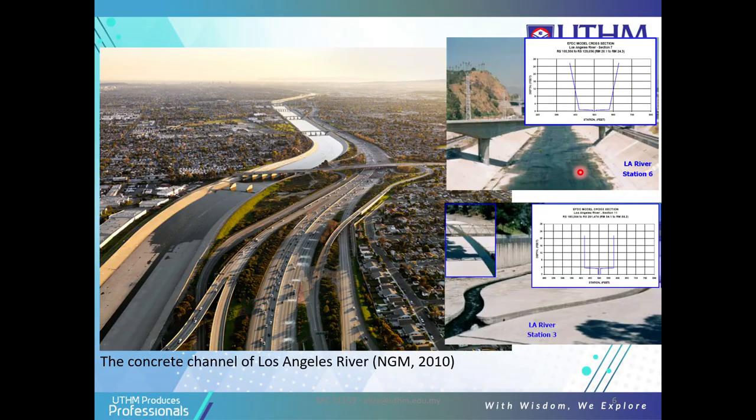This is the concrete channel of the Los Angeles River, which is also man-made. Actually it was a natural channel, but to make it more aesthetic and beautify the landscape, they used a concrete channel. In the cross-sectional view, it is also trapezoidal.